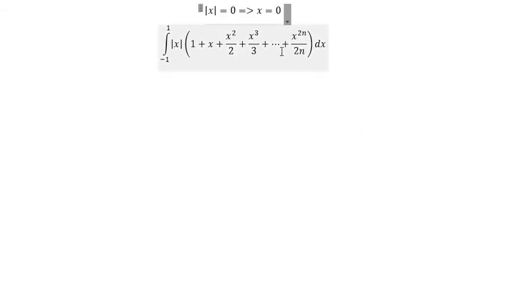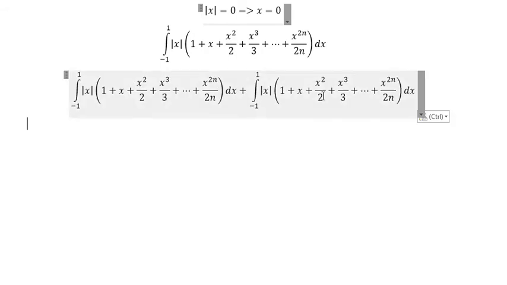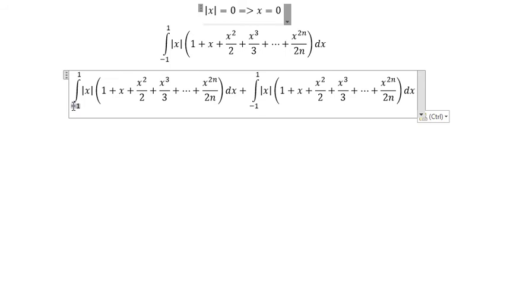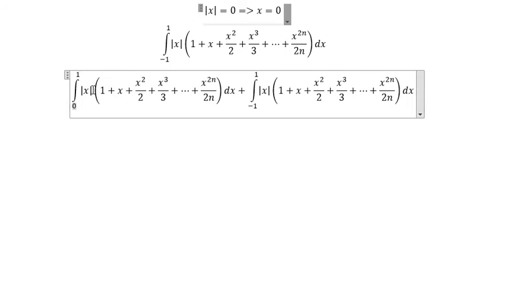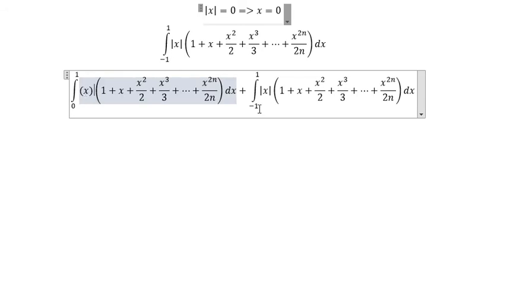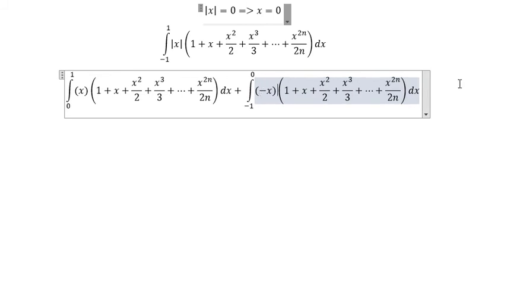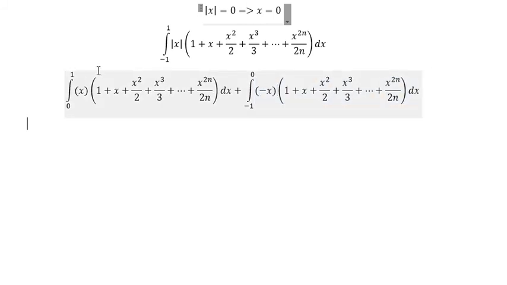So now we need to separate this interval into two intervals. For this one, from 0 to positive 1, we get positive x. Here, from negative 1 to 0, we get negative x. After that, x will multiply with 1 plus x squared over 2 until this one.